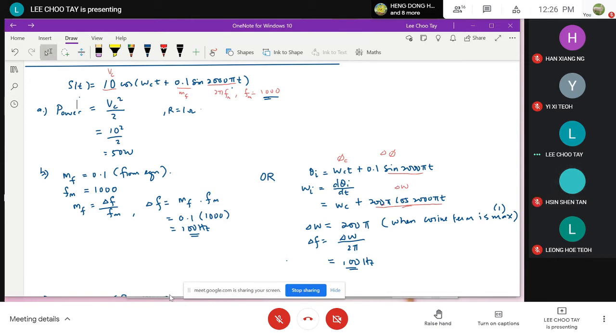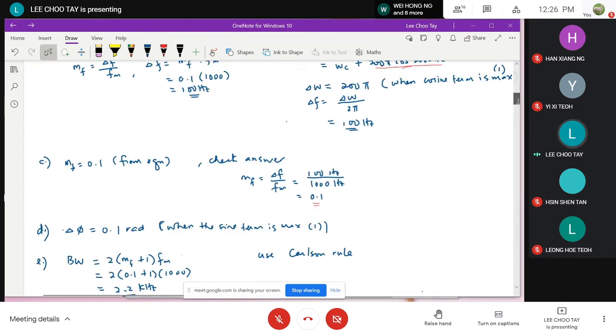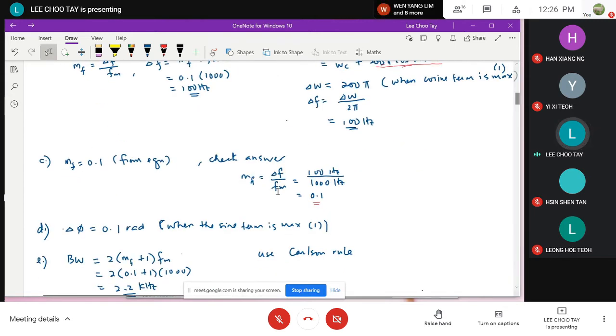All right. The next question asks us to find the modulation index. If you have used this method to find your delta F, then you just calculate your modulation index with the equation where MF equals delta F over FM. That should give you a modulation index of 0.1. You can also say that from the equation, you straight away know that MF is 0.1.